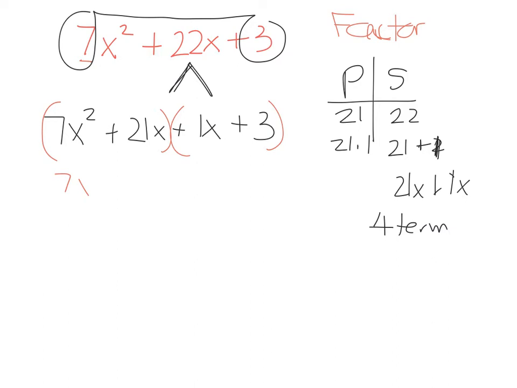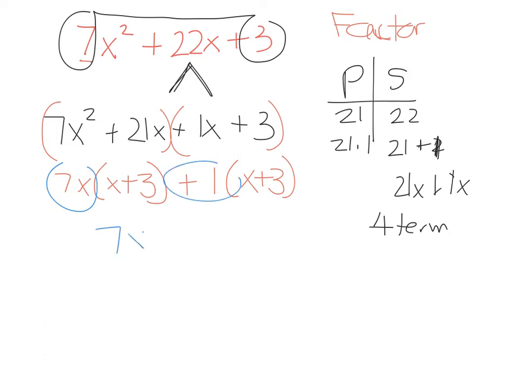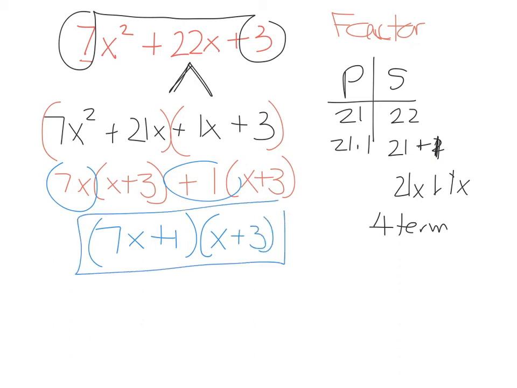GCF of the first two is 7x times x plus 3. GCF of the next one is 1 times x plus 3. I'm going to rewrite it, taking the outside, 7x plus 1, the inside, x plus 3, and that one is done.